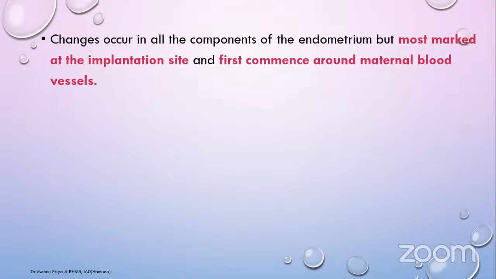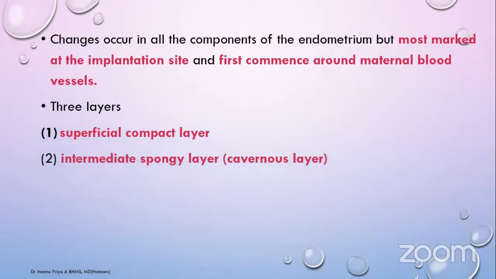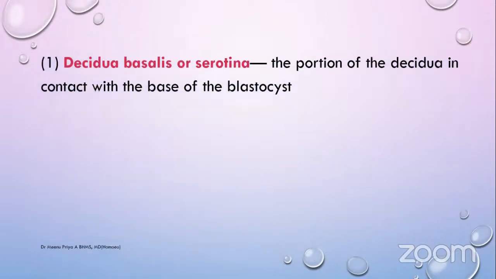And where does it first occur? It first occurs around the maternal blood vessels. The decidual reaction first starts around the maternal blood vessels. And there are three layers: the superficial compact layer, the intermediate spongy layer or cavernous layer, again a name you should remember, and the thin basal layer.